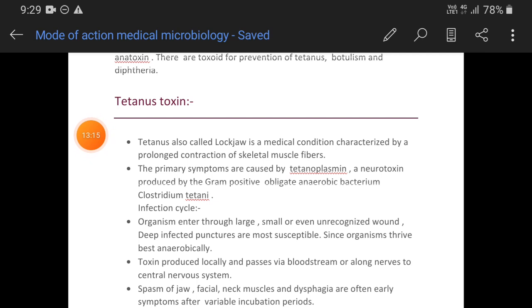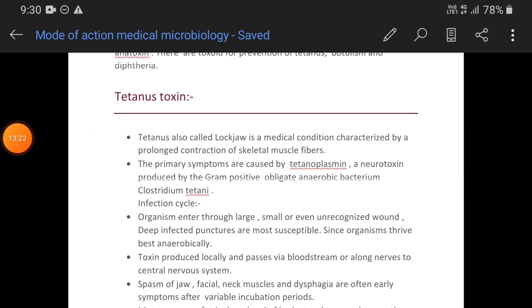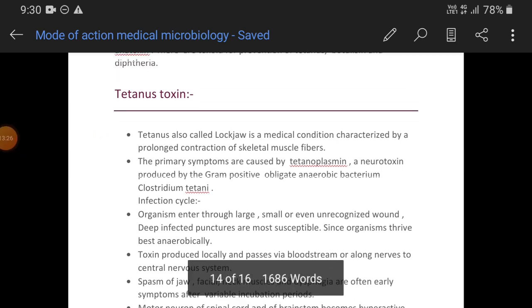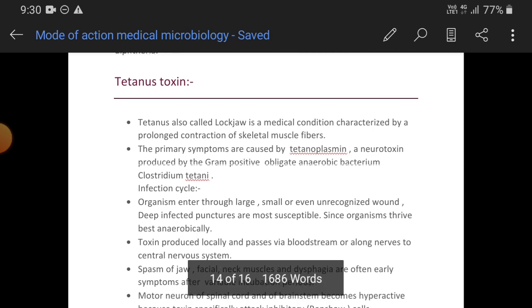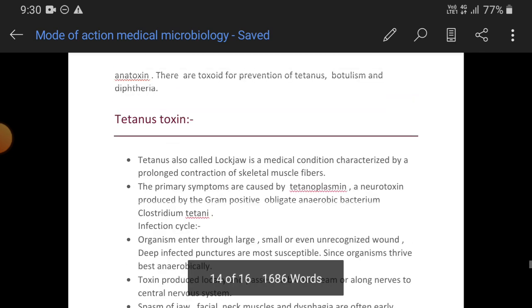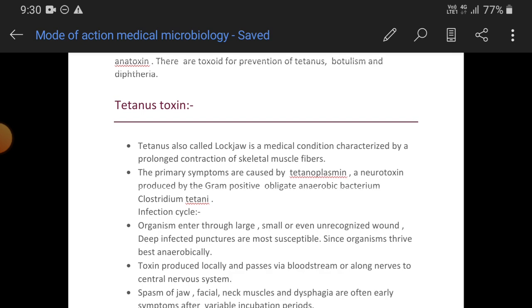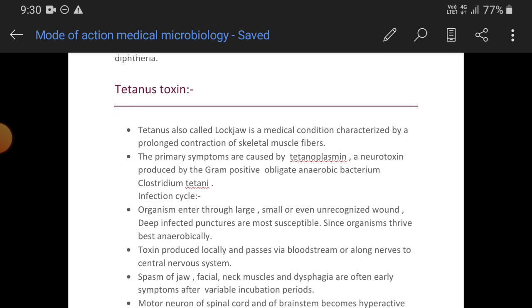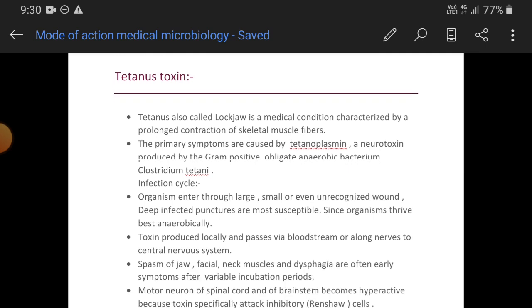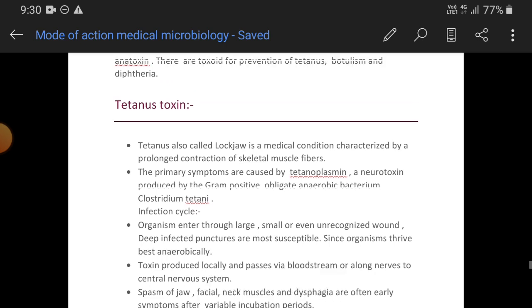After that, the motor neurons of both the spinal cord and brainstem become hyperactive as a result of inhibition of the inhibitory Renshaw cell by the toxins, right? And then the worst condition, that is complete tetanic spasm, occurs where the patient becomes rigid with moderate opisthotonus, a condition where the person holds their body abnormally with the abdomen board like, with extended arms, and respiratory arrest may occur in some cases. Okay, so those are the symptoms that you can write.